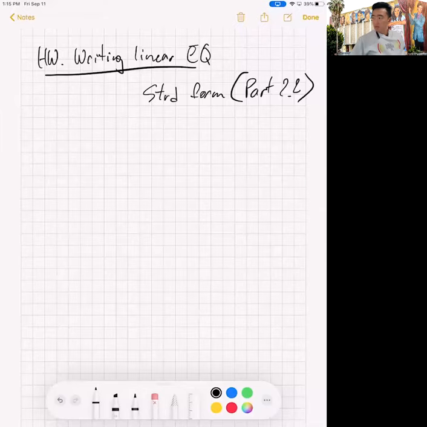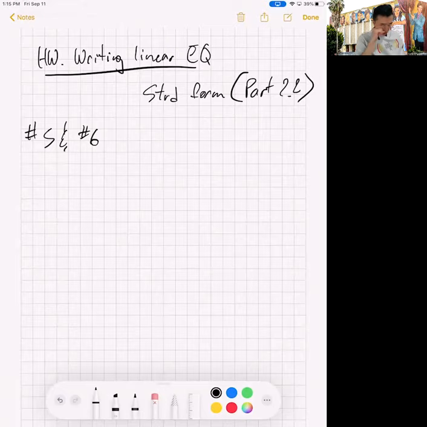All right, guys, this is the next part of that homework, part 2.2, numbers, what is it, 5 and 6 for that one, writing linear equations, standard form.